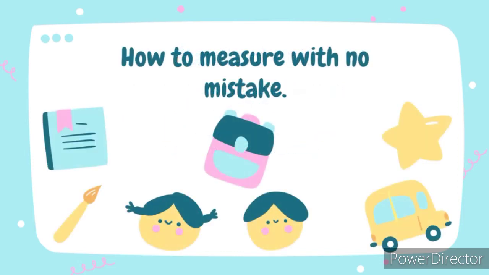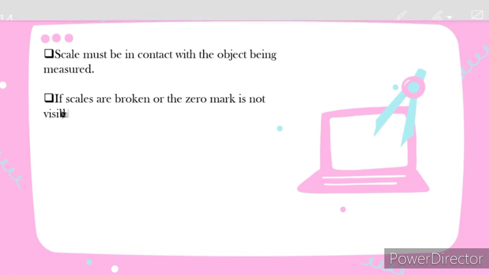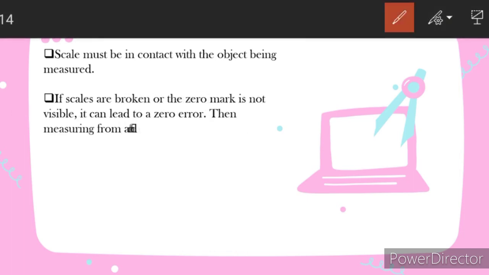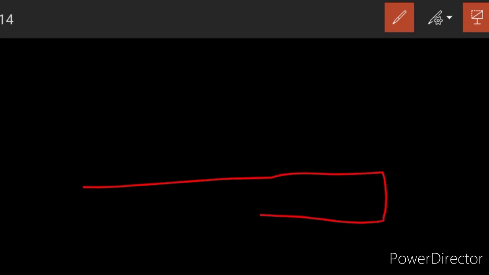Moving on, how to measure with no mistakes. Of course in measurement we make a lot of mistakes, but now let us learn how we can measure things without making any mistakes. So here comes the slide. The scale must be in contact with the object being measured. For example, here I have a rectangular piece of paper and I want to measure its length.